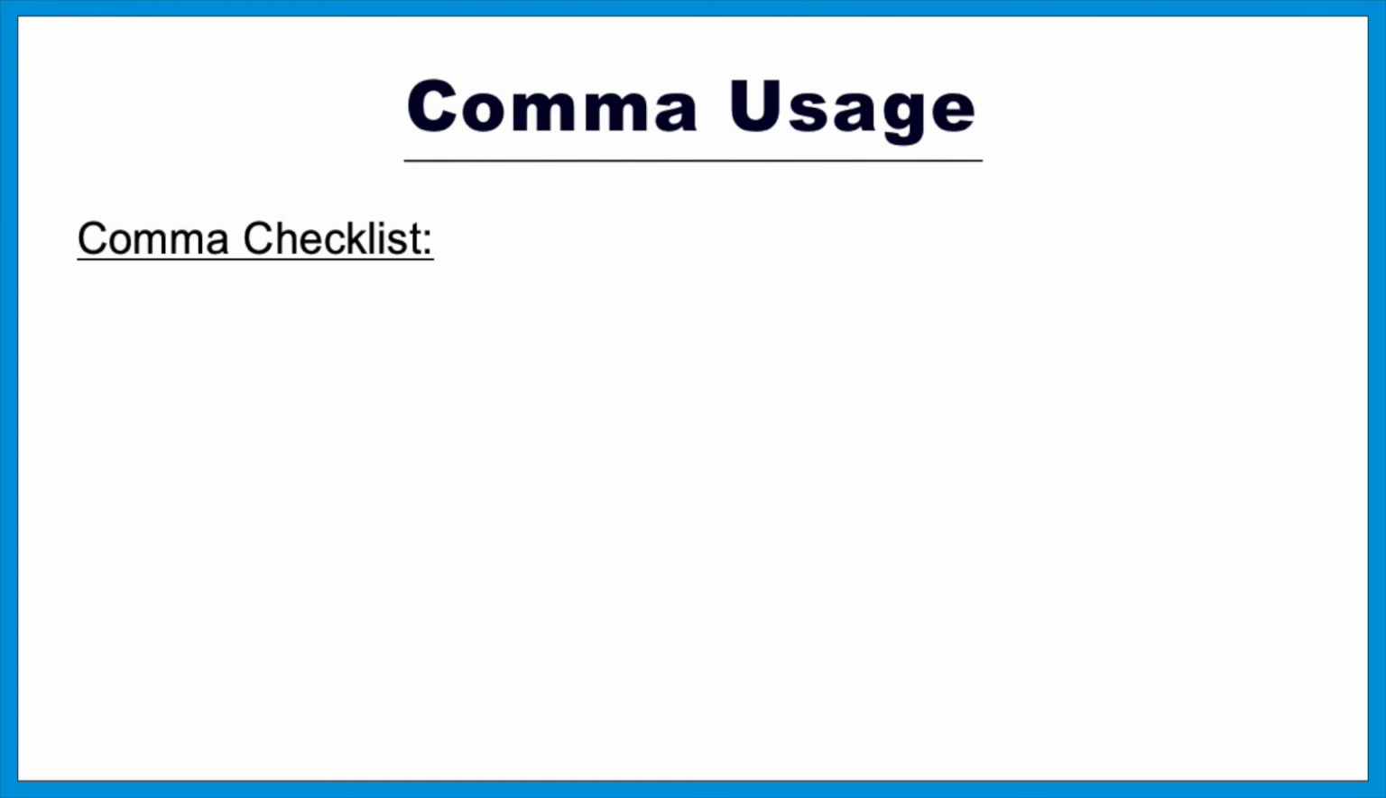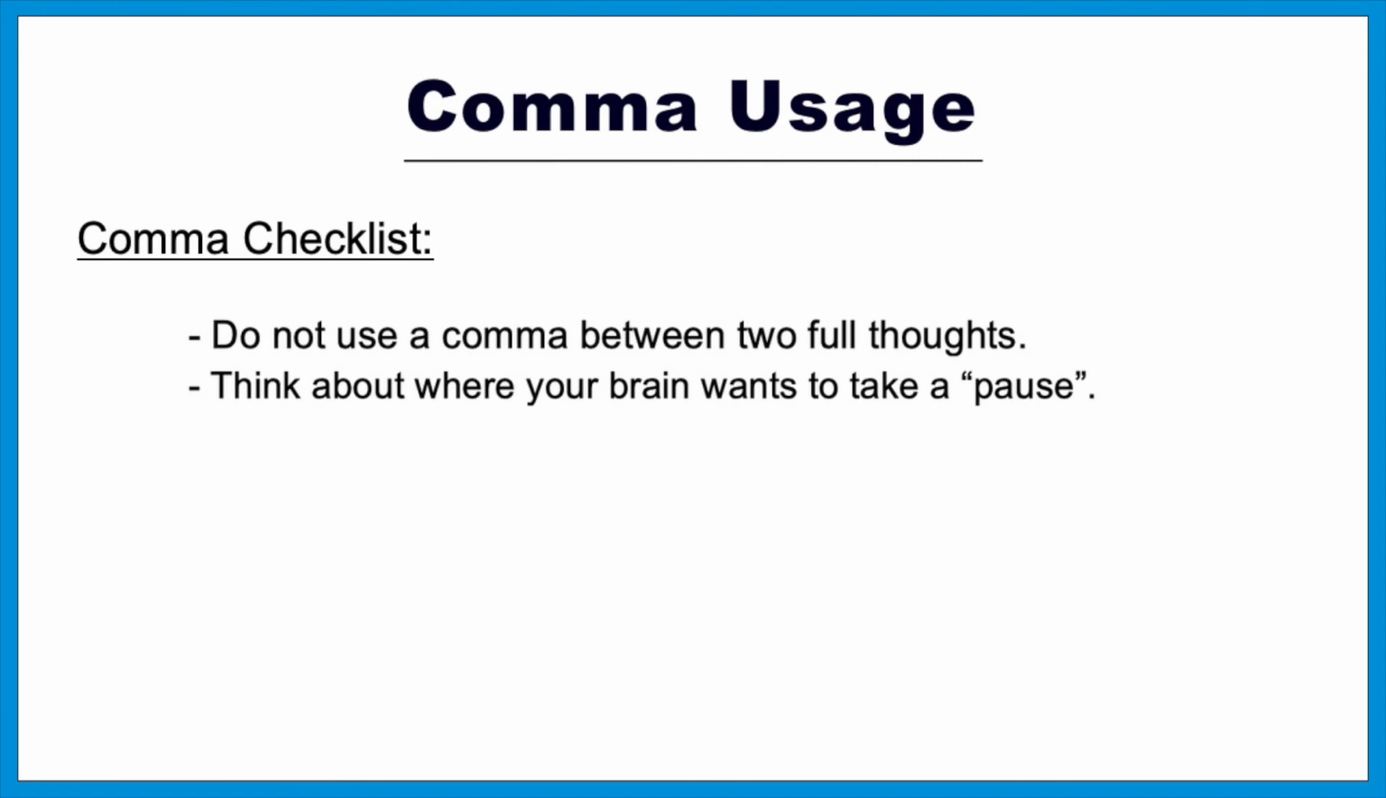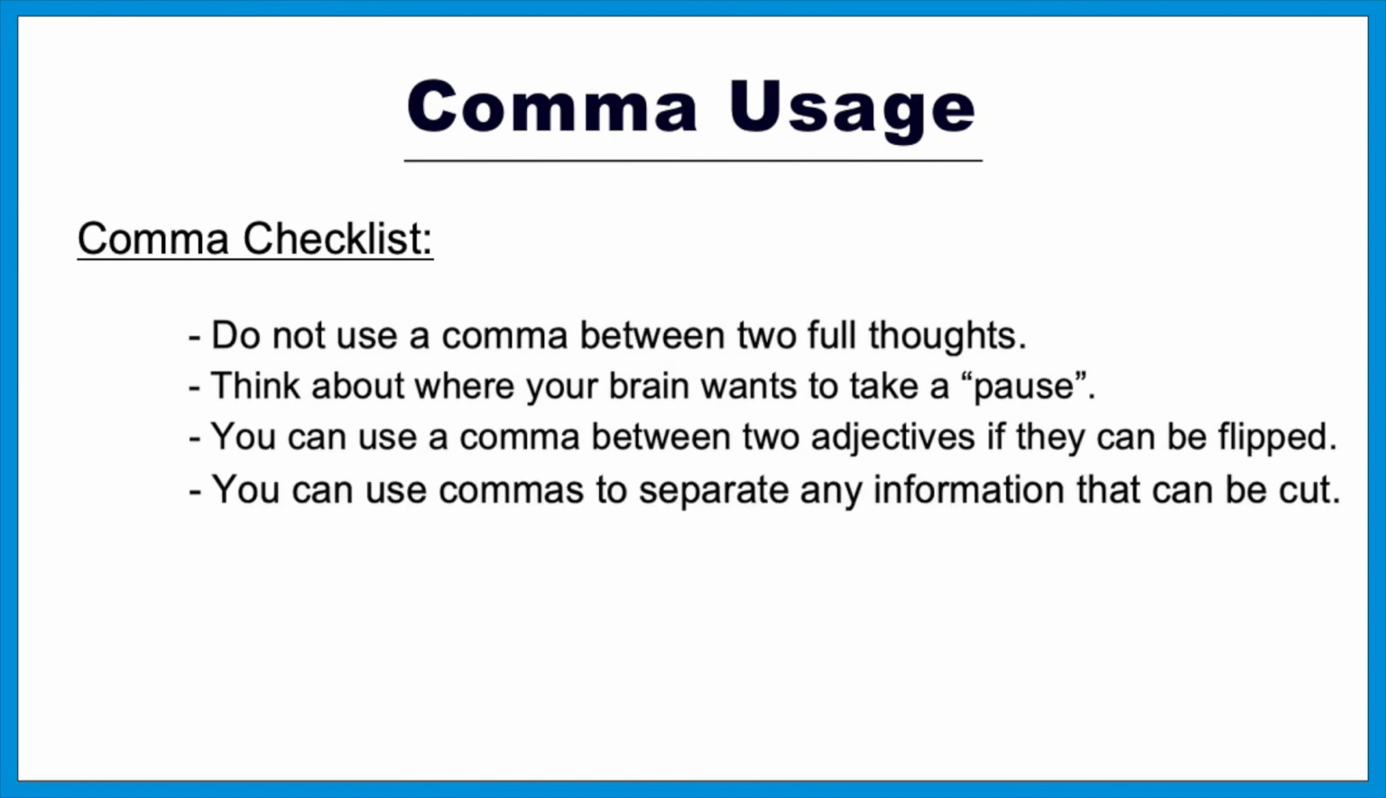Just to recap everything we mentioned in this video, do not use a comma between two full thoughts. Think about where your brain wants to take a pause. You can use a comma between two adjectives if those adjectives can be flipped. You can also use commas to separate any information that can be cut from the sentence. You could also do this with dashes and parentheses. Also, be careful with a person's name or title. There's no hard and fast rule, it's a case-by-case scenario.